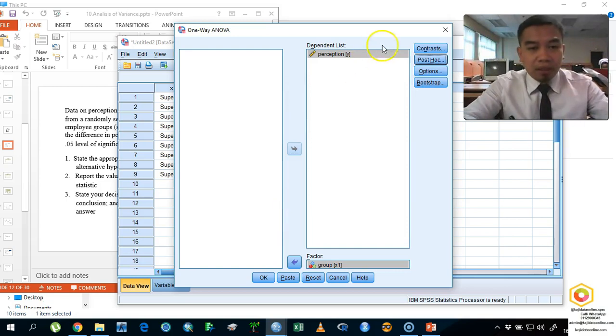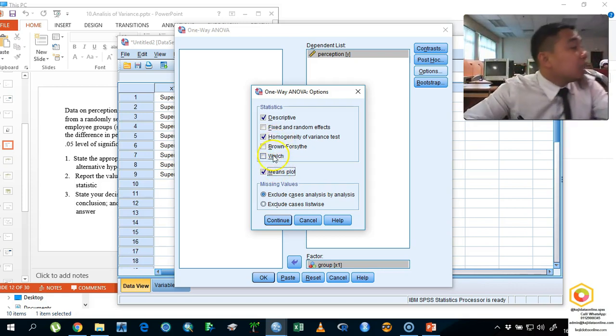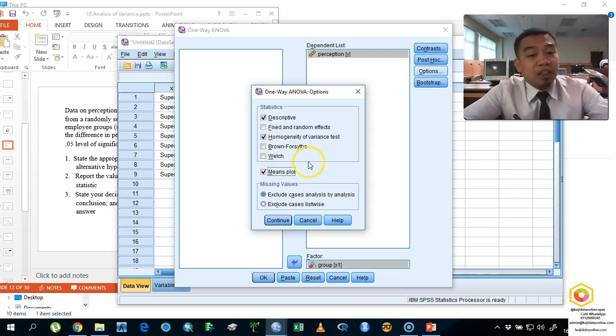After you click the Continue button, go to the next button here, which we call the Options button. Inside the Options button, you must tick the following. The first one is Descriptive statistics. You want descriptive statistics of the data. The second one will be Homogeneity of variance, and then the last one, perhaps you want to see the Means plot. These are the three most common analyses that you might want to request from the ANOVA analysis to be produced for you. Okay, so far so good.